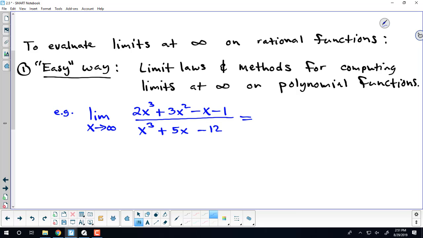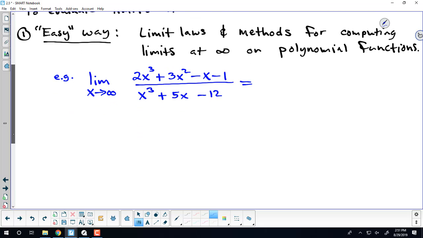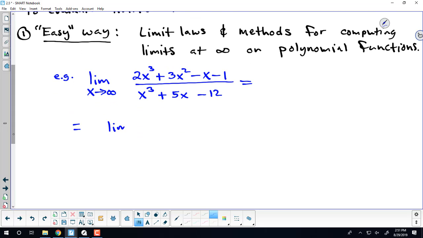Right. So I'm going to write this out fully once, just to show you what's happening, and it really doesn't arise this way in practice, but just to tie into the limit laws and what we just talked about. This is the limit as x approaches infinity of the numerator all over the limit at infinity on the denominator.